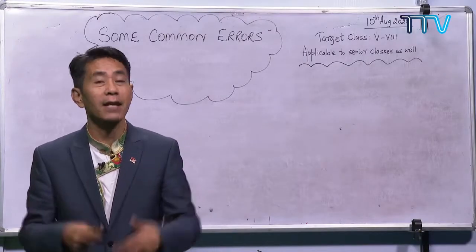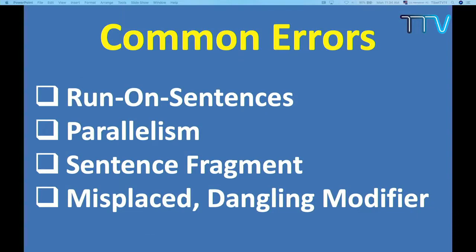Then we have parallelism, where you should always keep the same form. You should not change the form. For example, if you are using to-verbs, to eat, to play, to sing, then all of a sudden you should not use eating. Likewise, if you write, I am fond of playing, eating, dancing, to write, this is a different form. If you make this kind of error, it comes under parallelism, which is a mistake.